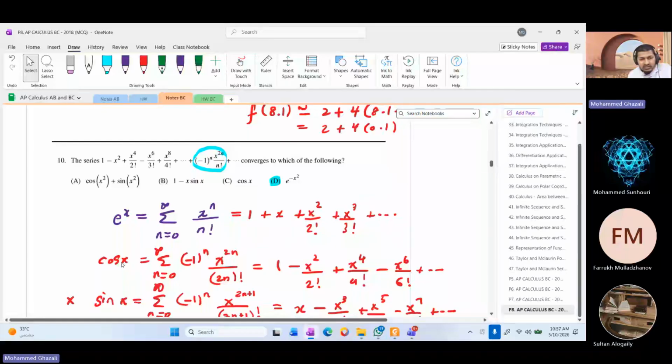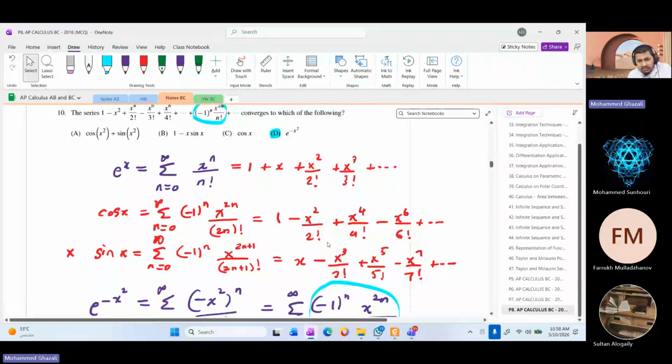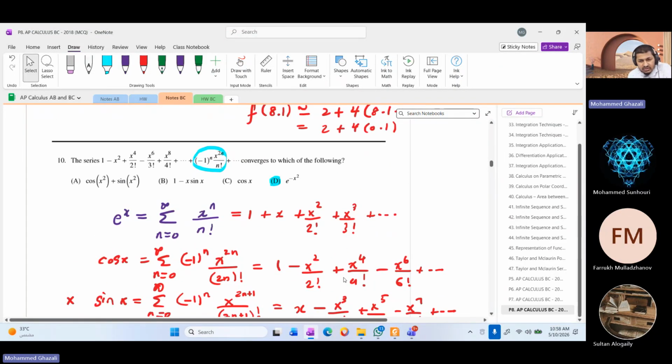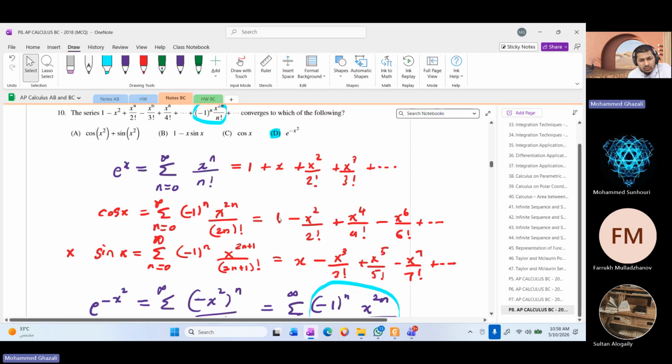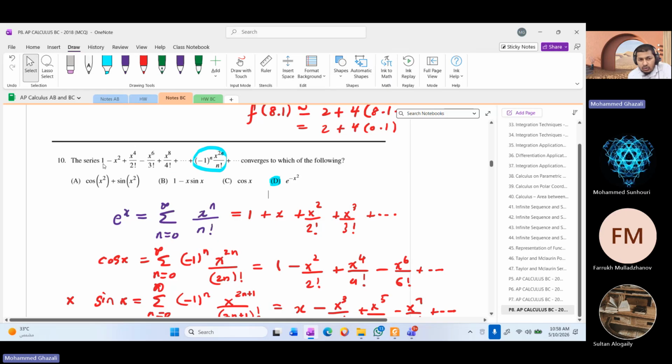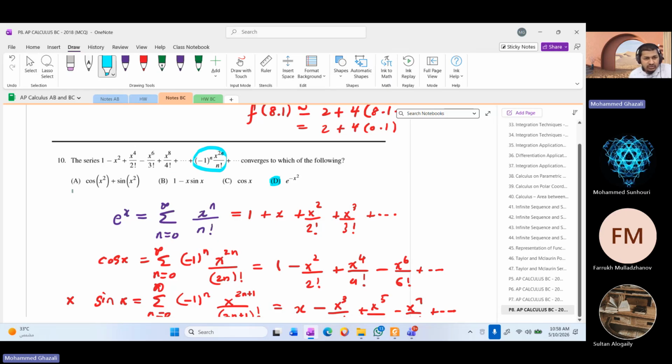Okay, let's try it out, because the first one is saying cosine x squared plus sine x squared. So you're just going to replace the x squared here, right? And you are adding even and odd powers here. Cosine will give you a 1 first. And the sine, if you replace the x with the x squared, you're going to have 1 plus x squared. Do we have 1 plus x squared? No, we got 1 minus x squared. So option A is out.